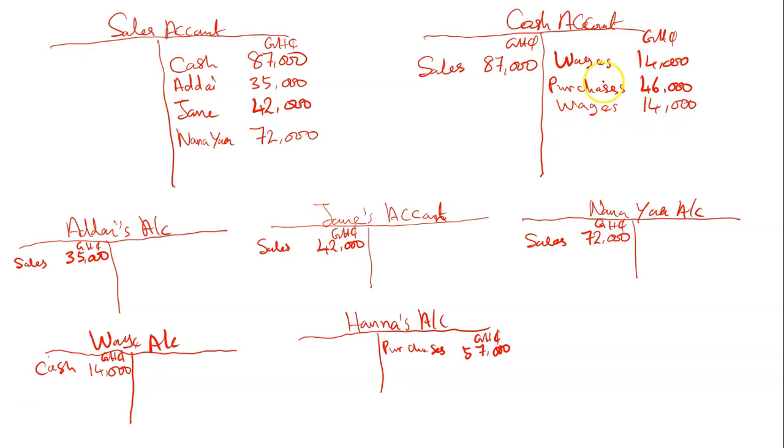Now, since we've credited cash account in the name of wages, we should go to wages account and debit it, because every credit entry must have a corresponding debit entry. So in the name of cash, 14,000. So let's move on to the next transaction.